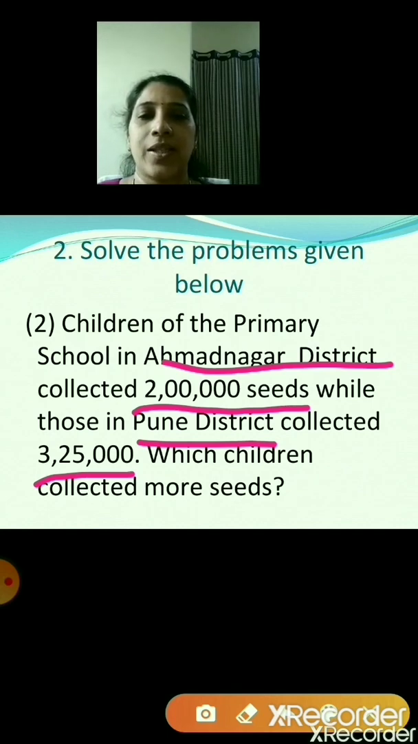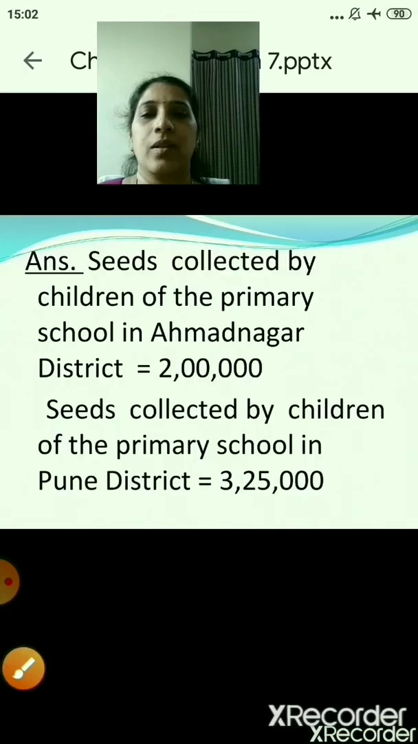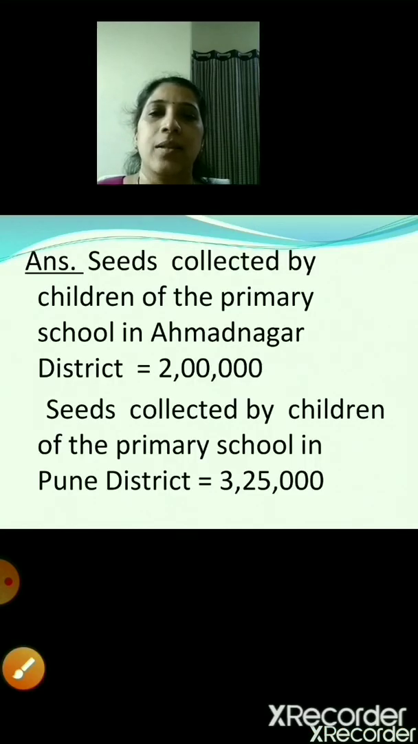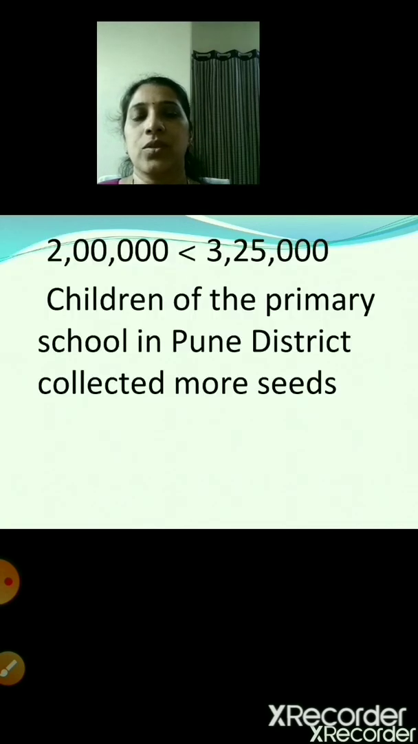So first we'll start with the statements. Seeds collected by children of the primary school in Ahmednagar district is equal to 2 lakh. Seeds collected by the children of the primary school in Pune district is equal to 3,25,000. So now we'll compare.